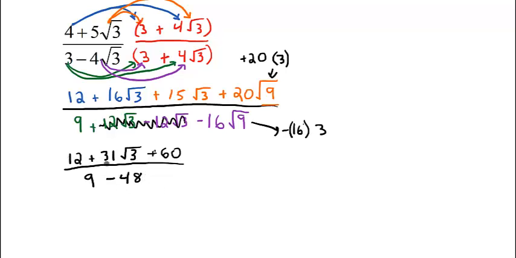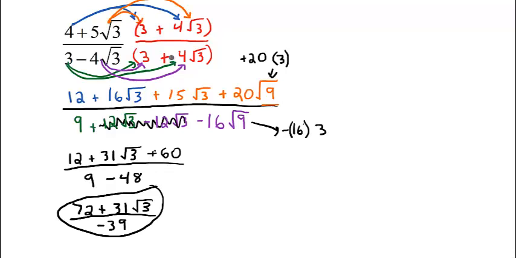So 12 plus the 60 over here is going to give us 72 plus 31 times the square root of 3 on top, and then 9 minus the 48 is going to be negative 39, and that will be our final answer. You could see if you could divide any number into 72, 31, and 39, but I can't think of anything off the top of my mind, so let's go with this as our final answer.